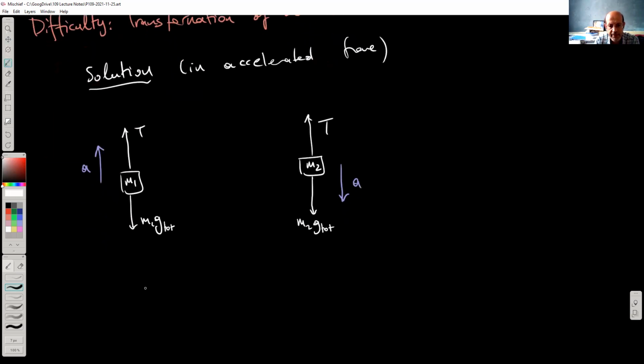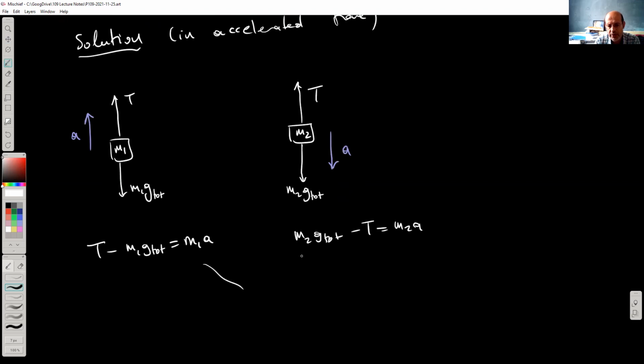So in any case, the equations are like these. T minus M1 G tot is equal to M1 times A in here. Let's see, this is M2 G tot minus T is equal to M2 A, okay? The trick is to write them down on top of each other and then add them up. When you add them up, these tensions cancel. So as a result, we get M2 minus M1 times G tot in here.